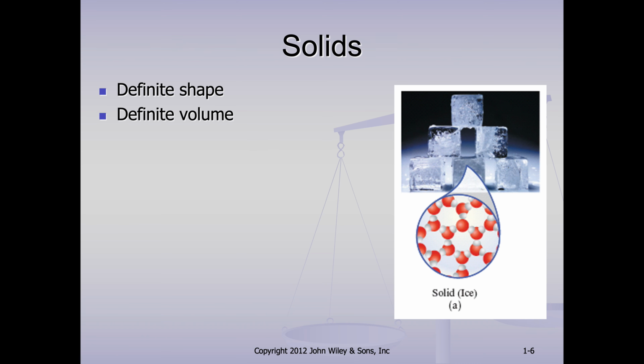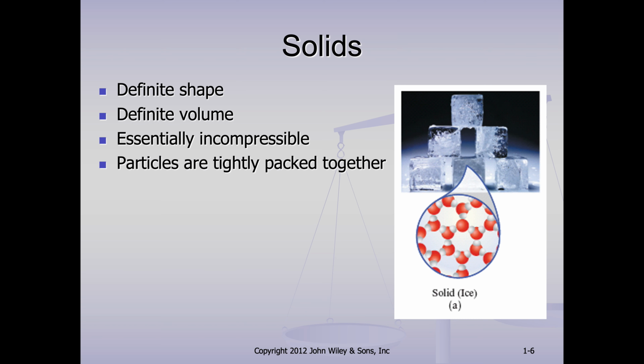Another thing about a solid is it has a definite volume. So if I took this cube and put it in a 15-gallon container, it still would only take up the same amount of space, no matter what size container I put it in. If I put this in a 5-gallon container, it's only going to take up this much space. So whatever the shape is, it doesn't change. Whatever the volume is, it doesn't change either. Also, you can't squish them. Compressibility means you can squish it. You can't really squish a solid. They're not compressible. Those are good descriptions of a solid.